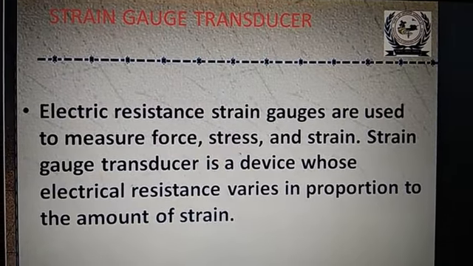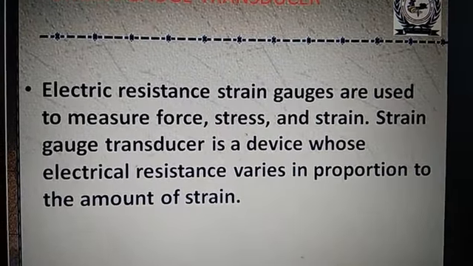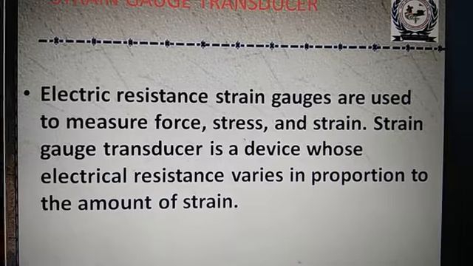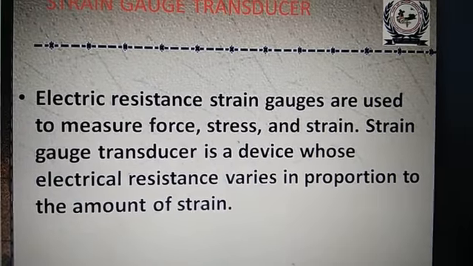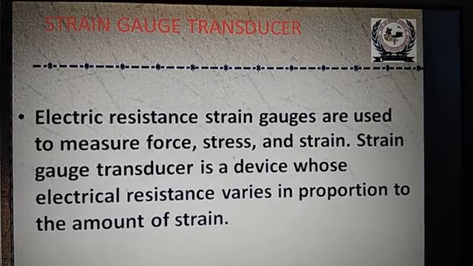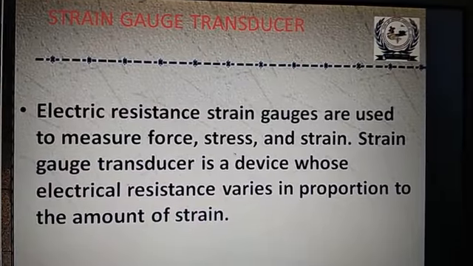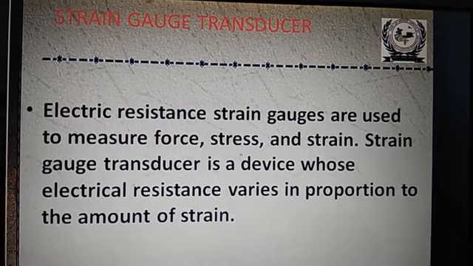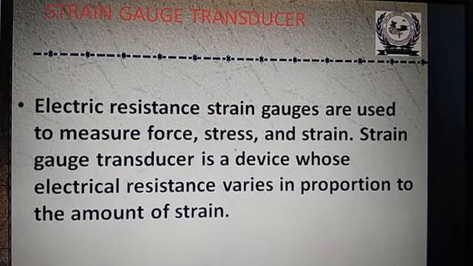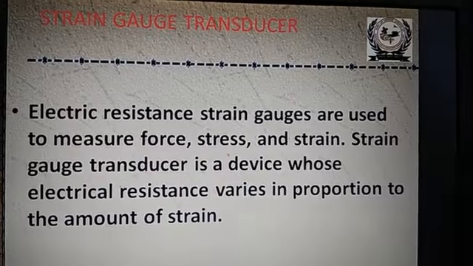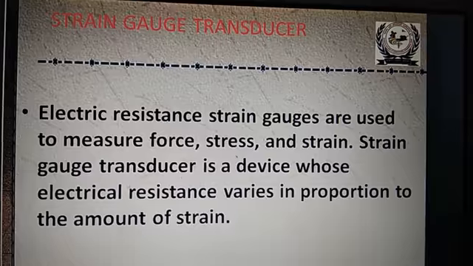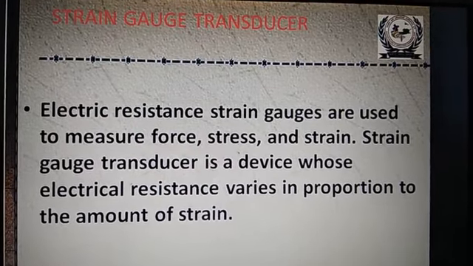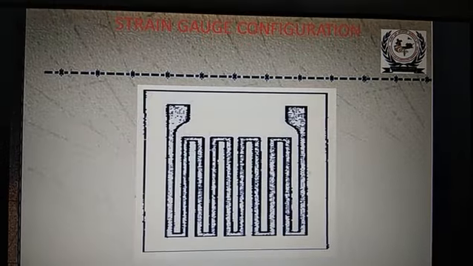Strain gauge transducers. Electric resistance strain gauges are used to measure force. Electric resistance strain gauges are used to measure the force, stress and strain. A strain gauge transducer is a device whose electrical resistance varies in proportion to the amount of strain. And this amount of strain is due to the force.